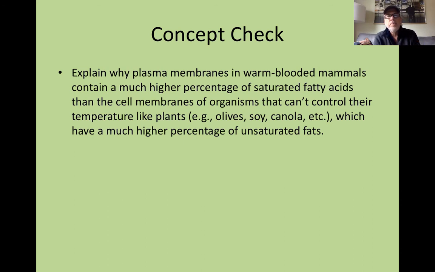Why do the plasma membranes in warm-blooded mammals contain a much higher percentage of saturated fatty acids than the cell membranes of organisms that can't control their temperature, like plants such as olives or soy or canola, which have a much higher percentage of unsaturated fats? So see if you can figure that out.